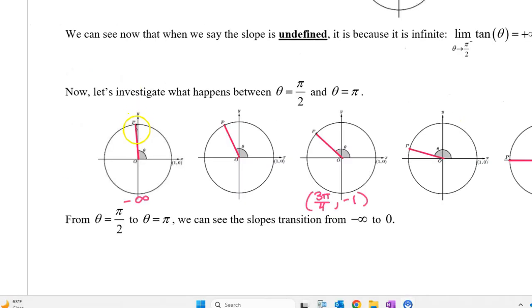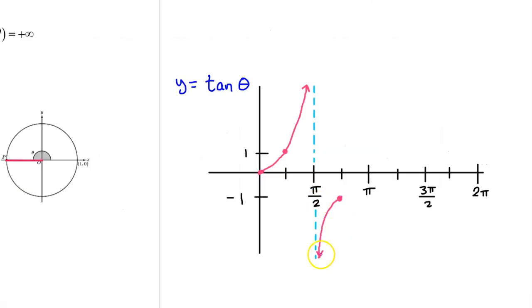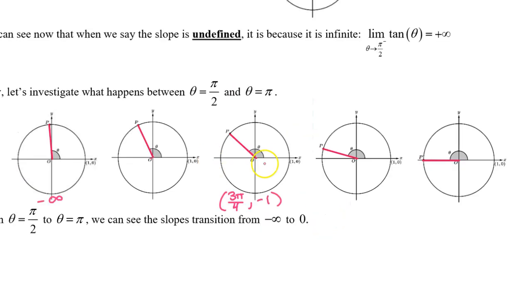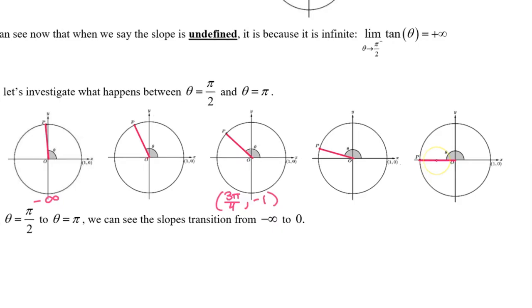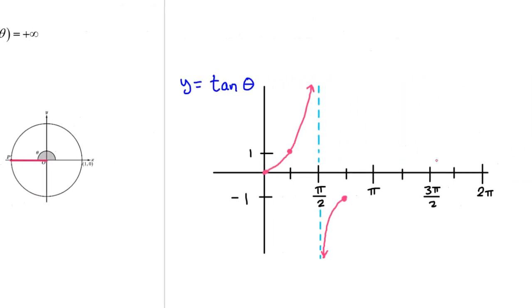As we pass pi over 2, the slope is infinitely negative, so we are starting the graph at negative infinity. By the time we get to 3 pi over 4, the slope is negative 1. So here's the part of the graph from negative infinity to negative 1. As we continue to rotate until we get to pi radians, the slope goes from negative 1 to 0. So the graph of tangent needs to go from negative 1 to 0. So here's the rest of that tangent graph.